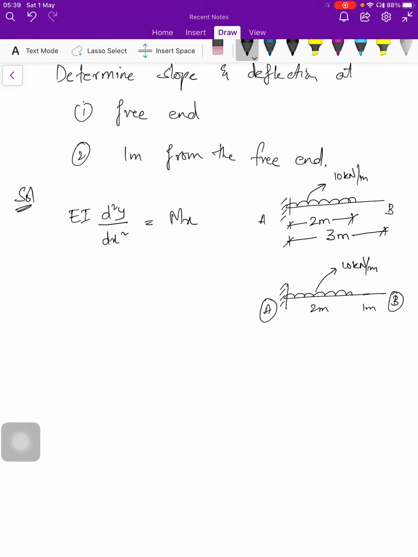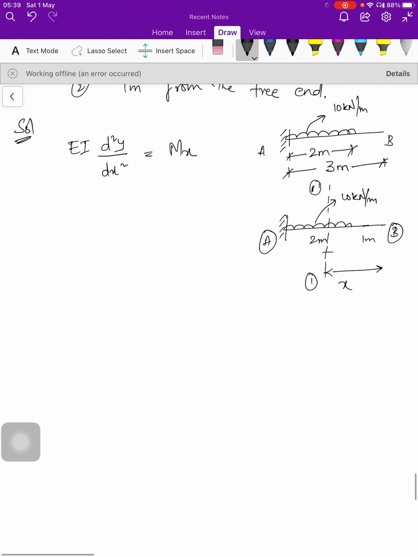So I'm considering a section at a distance of x from C such that it is also intersecting the UDL. Why? Because if I take a section beyond the UDL, there will not be any load on the right hand side of the section. So the section should intersect the UDL, and it is at a distance of x from the free end. Now let this point be C. This is your point C.